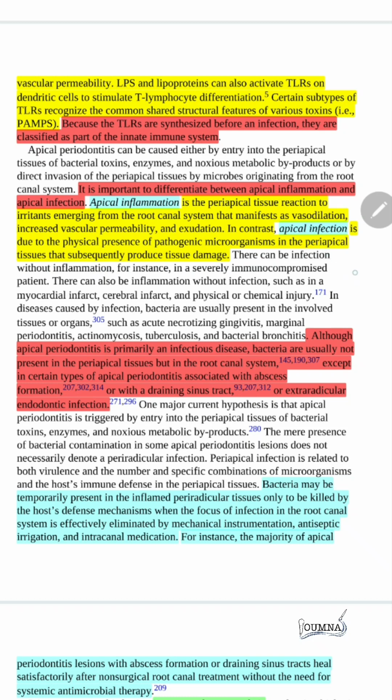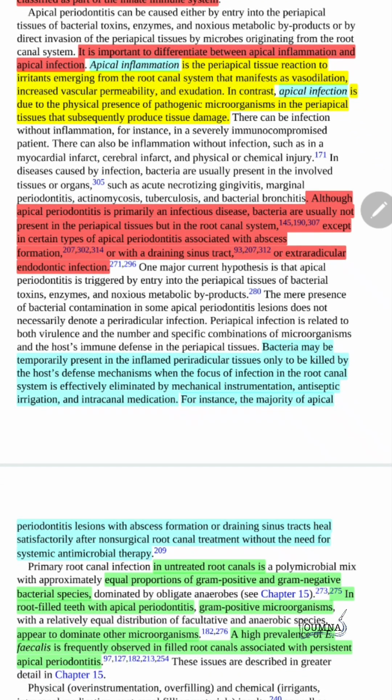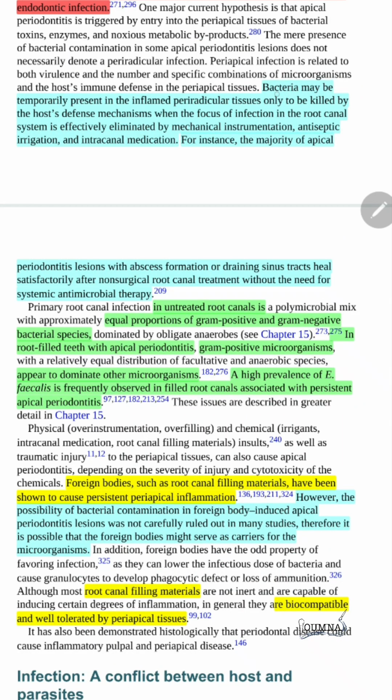But in some cases, when the bacteria reach the radicular area and become physically present there, we get a true infection, and the case becomes acute, which means that we now have an abscess, a draining sinus tract, and an extraradicular endodontic infection. The moment bacteria reach the periradicular tissue, they will always be killed by the host defense mechanisms.